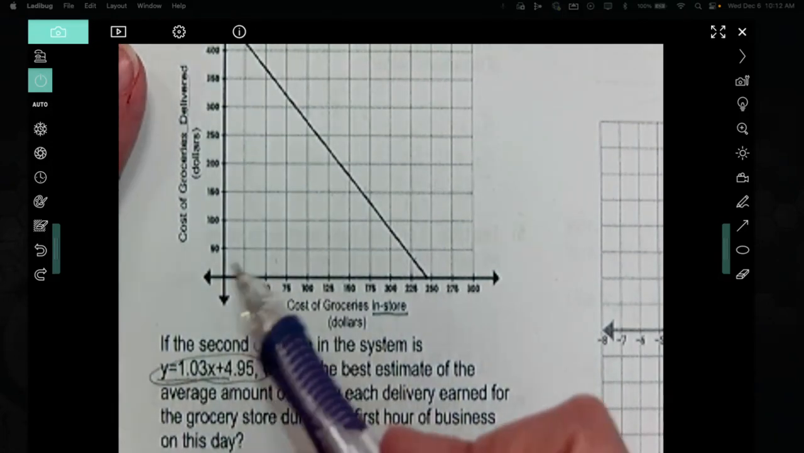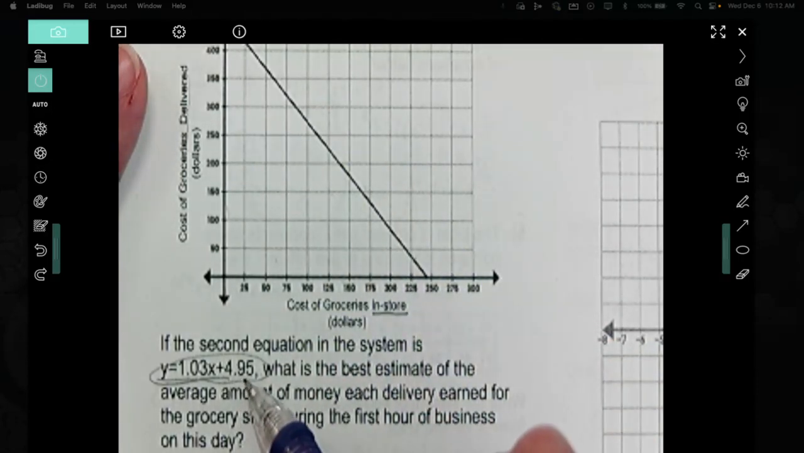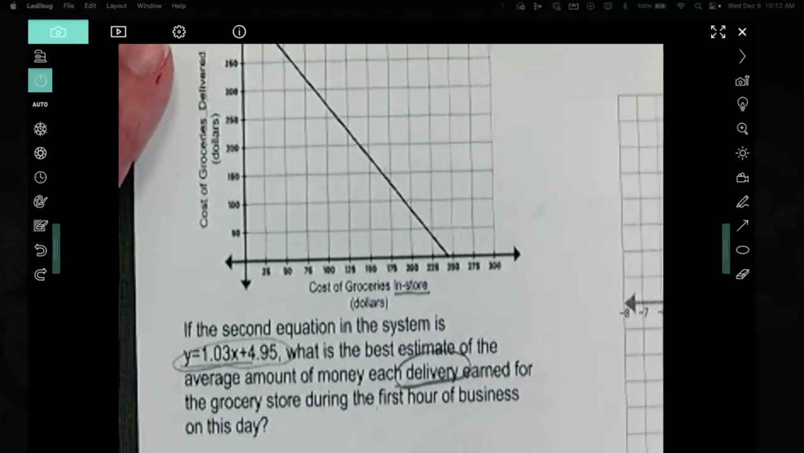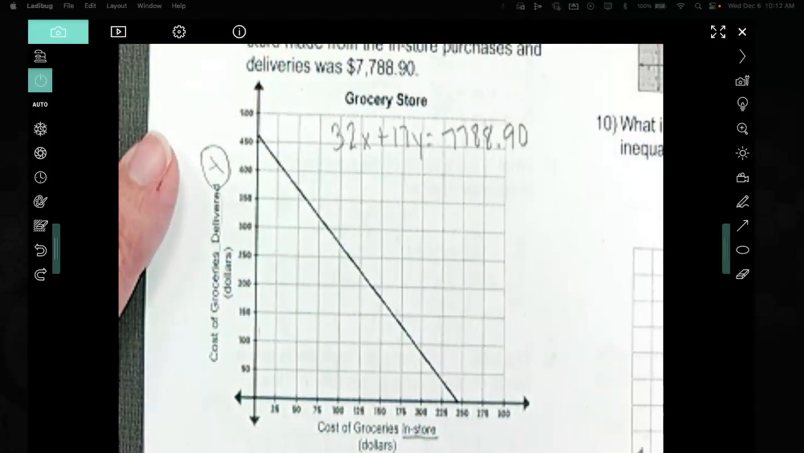You can graph that, which is going to be kind of tricky. You could probably do substitution. They're asking us to find the best estimate, the average amount of money each delivery earned for the grocery store during the first hour of business. And the key here is delivery. So delivery is, we want the Y.